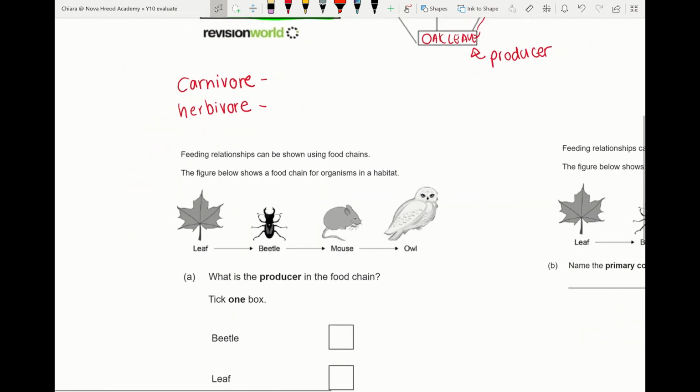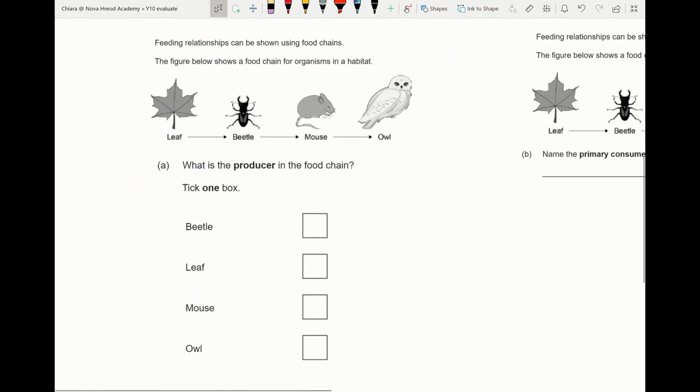So let's have a look at this question, and this is your turn now. Feeding relationships can be shown using food chains. The figure below shows a food chain for organisms in a habitat. We've got a leaf that's eaten by a beetle. The beetle is eaten by a mouse, and the mouse is eaten by the owl. So which one of these is the producer in the food chain?